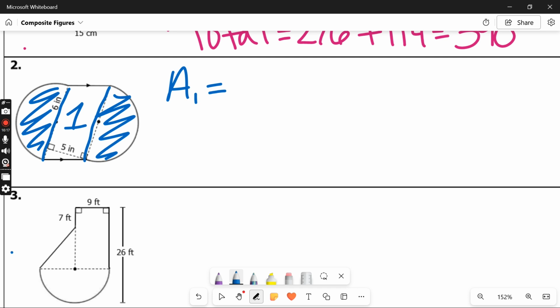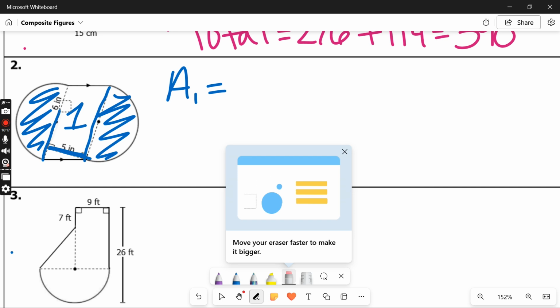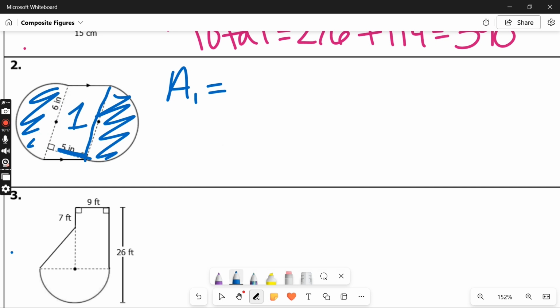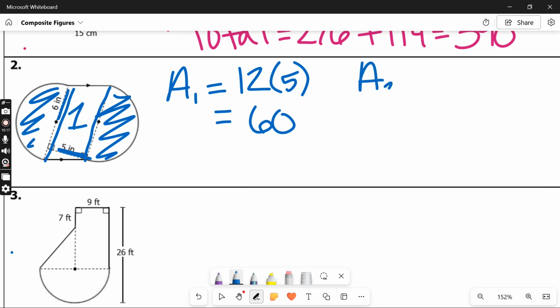Our formula for parallelogram is base times height. And remember, we want that height at 90 degrees. So this would be 6 times 5. Oh, that 6 is just marked as that radius. I'm sorry. Not 6. I couldn't see it on here. So when I'm looking at this, only this piece is marked as 6. I need this entire piece, so that would be 12 times 5 equals 60.